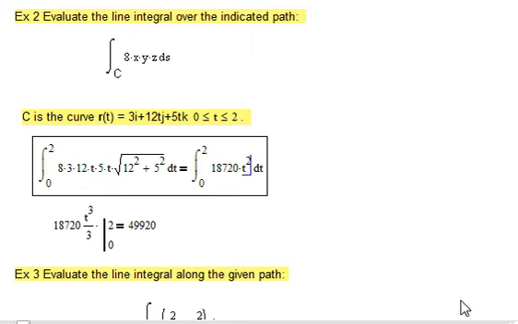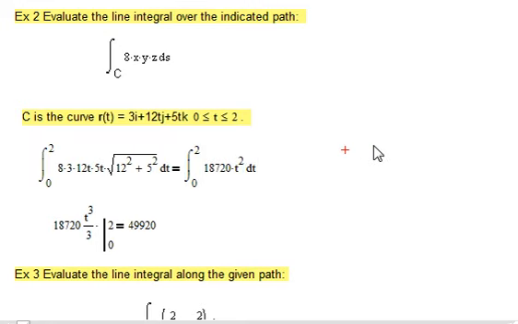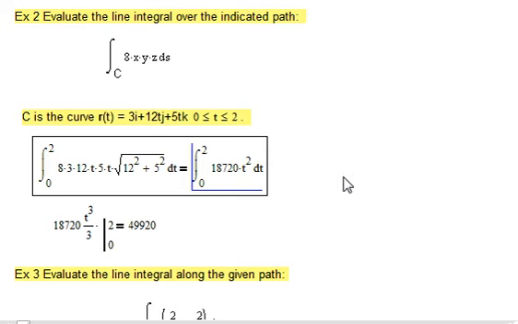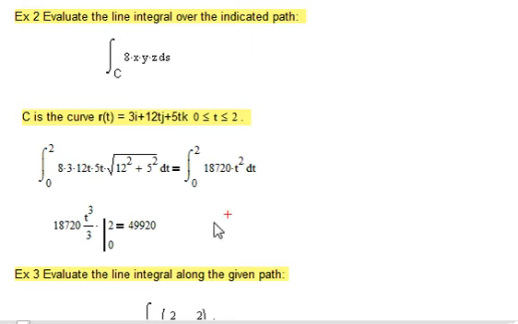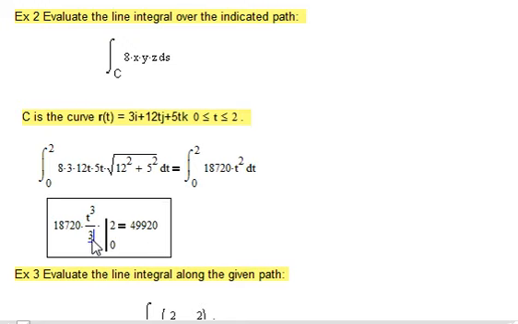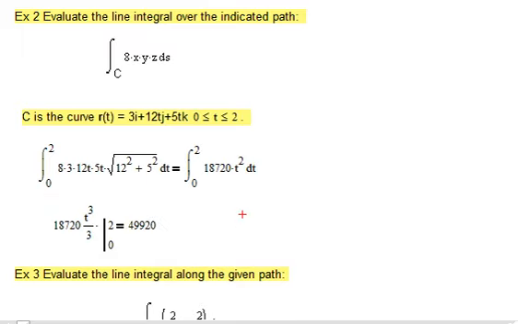So what looked like a line integral is eventually converted into just a regular definite integral with only one variable. And of course, that's pretty easy to integrate. 18,720 times t cubed over 3, and t going from 0 to 2. When you put in 0, you get 0. When you put in 2, you get 8 times 18,720, forgot to say over 3. So 49,920. A nice, easy numerical answer.